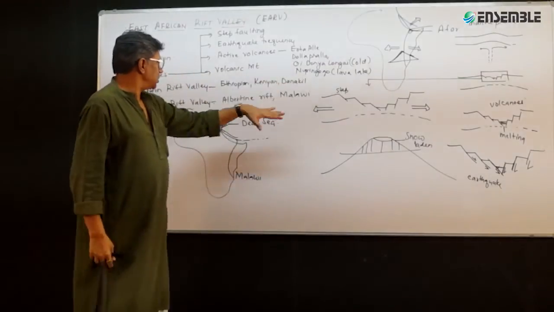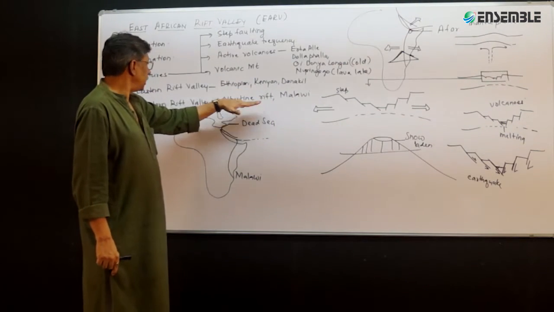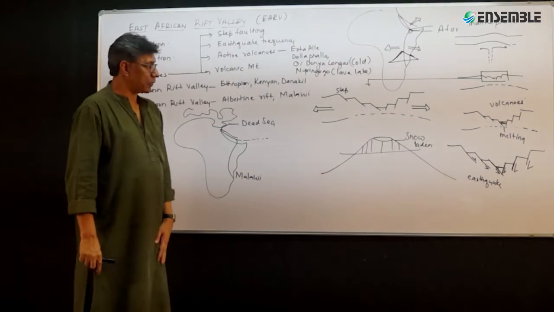Now that is going to be its feature, and that's going to be divided into two portions, Eastern Rift Valley and Western Rift Valley. It is along the East African Rift Valley that Africa in future is going to be split into two separate continents, because as you have seen, the divergence keeps on going, and because of this divergence, this is what is going to happen.